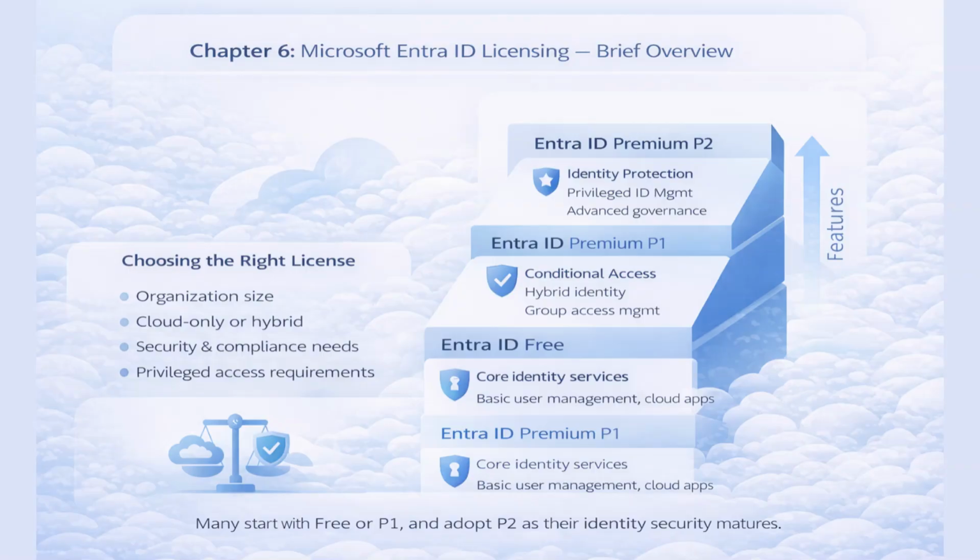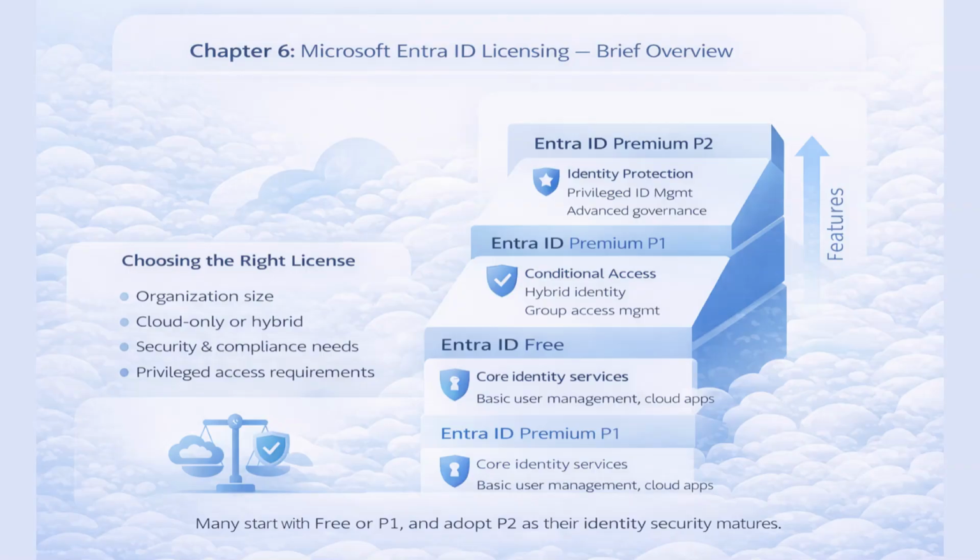Entra ID Premium P2. Premium P2 includes everything in P1, plus advanced security and governance features. This includes identity protection to detect risky sign-ins and compromised accounts, and privileged identity management, or PIM, to provide just-in-time administrative access. P2 is designed for organizations with higher security, regulatory, or compliance requirements.